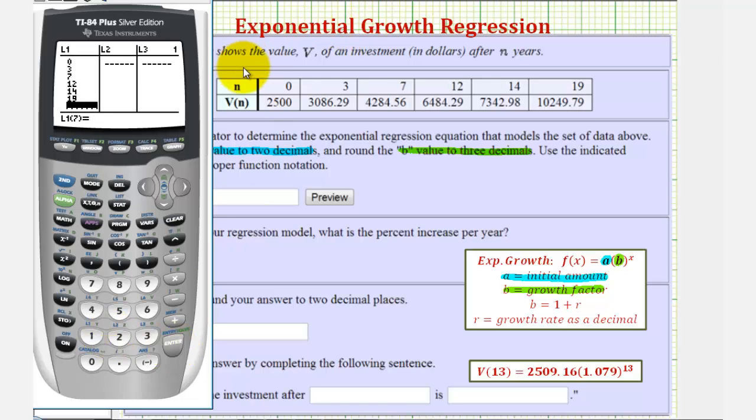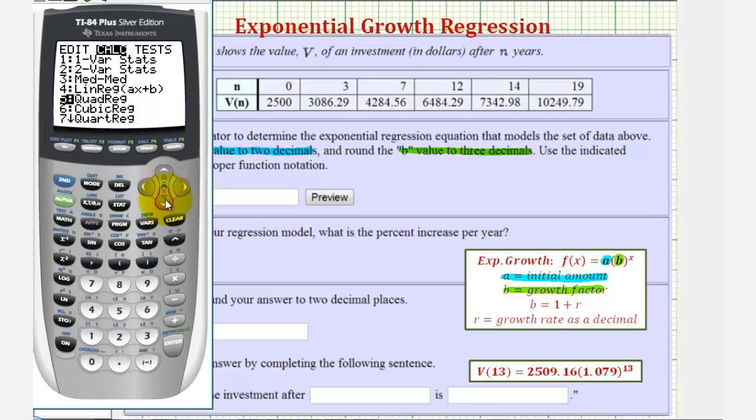And now we'll enter V of n in L2. We'll press the right arrow and enter V of n. Now that we have the data in the calculator, we can perform exponential regression. To do this, we'll press the Stat key, right arrow to calculate. We want exponential regression, which is EXP-REG, toward the bottom. Option 0, so we press Enter and Enter again.